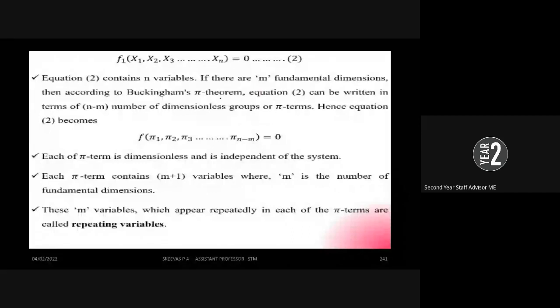After writing this, you find out the dimensional formula of each term. That is, you find out what is the dimensional formula of the variable x1, what is the dimensional formula of the variable x2, what is the dimensional formula of variable x3, etc. Say the dimensional formula of x1 will be some M L squared T squared, and it will be some L T raised to minus 1, and it may be some M squared L squared T raised to 3. So you get the dimensional formula of all the variables. Now you have to check what is the number of fundamental dimensions.